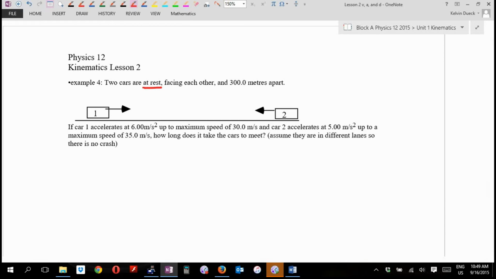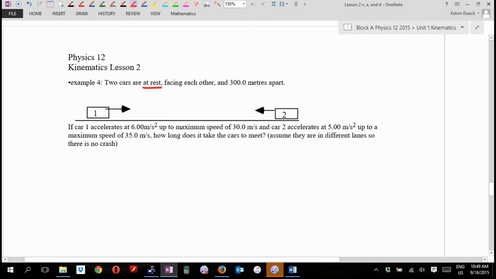If car 1 accelerates at 6 meters per second squared up to a maximum speed of 30 meters per second, and car 2 accelerates at 5 meters per second squared up to a maximum speed of 35 meters per second, how long does it take the cars to meet?